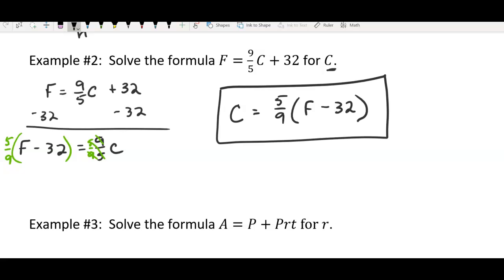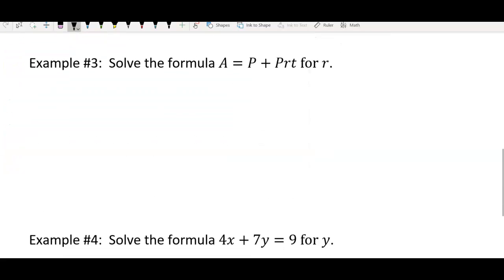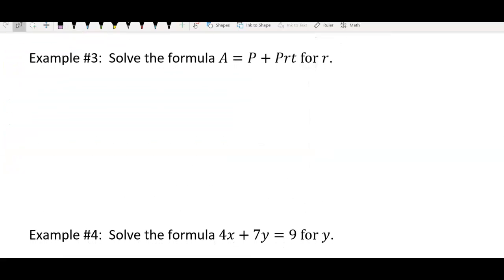So, okay. I think we've got one more. Nope, 2 more. Okay. So here's another one. And we're going to solve for R this time. So it's a little similar to the last one. We start out with A equals P plus PRT. And so I want to get R by itself. I'm going to go ahead and subtract P from both sides. And that's going to give me A minus P equals PRT.